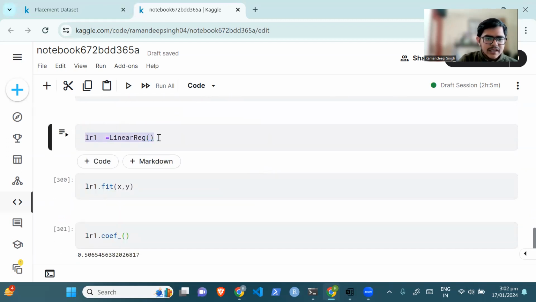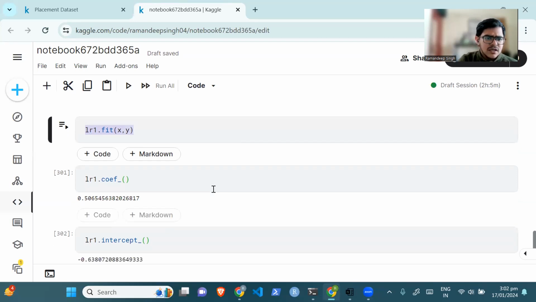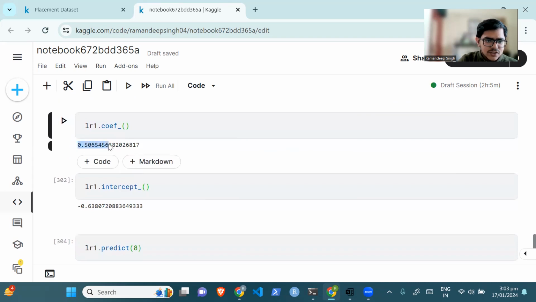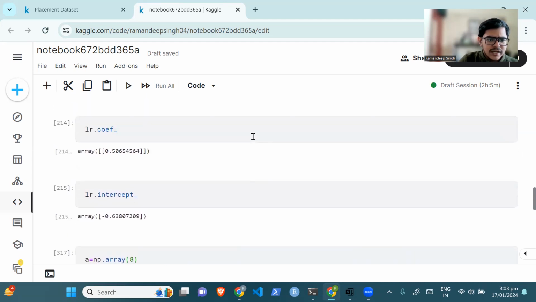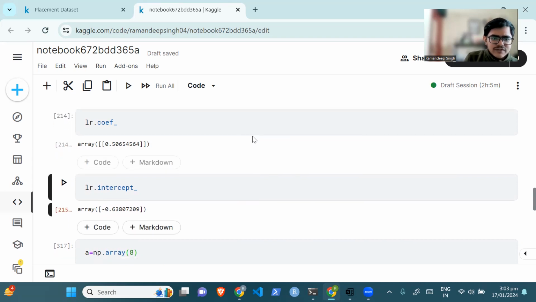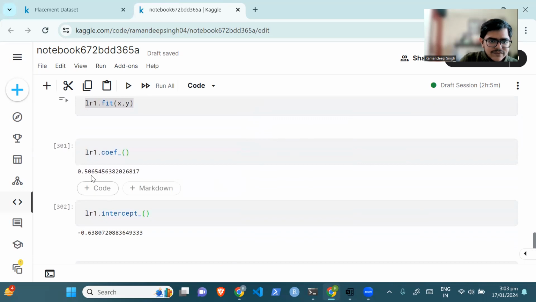So I created my class LinearRegression. I fit x and y, that is my input column and output column, in this class, and these are my coefficients, 0.50 and minus 0.63. You can verify this by looking at scikit-learn's coefficients and intercept, and you will notice that these are exactly the same coefficients which I have calculated from scratch. Okay, the coefficient is 0.506 and my coefficient is also 0.506, and this is the same intercept.